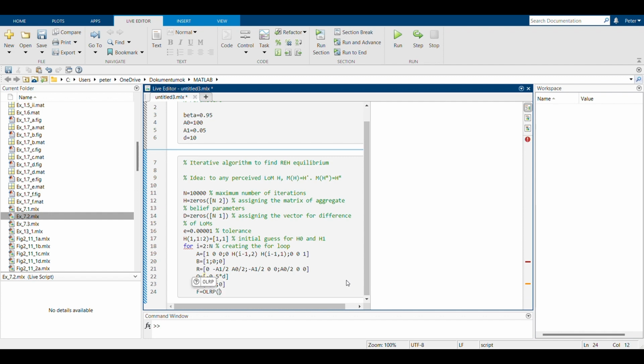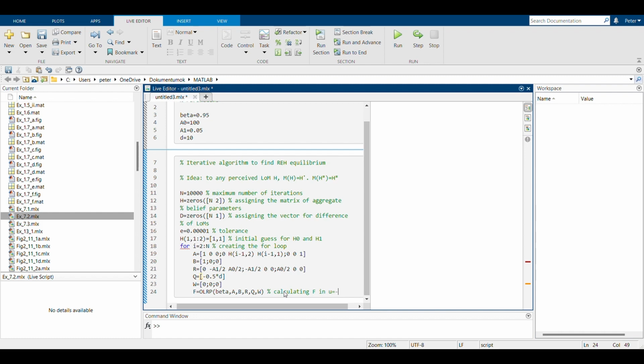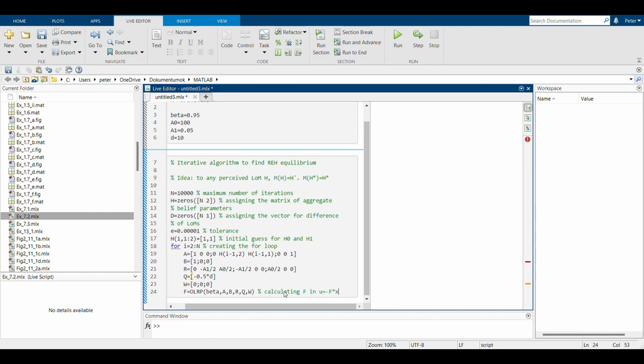the problem to the given belief function R, Q, and W. So in each round we will solve the problem calculating f in this equation. So the algorithm, the iteration is simple.